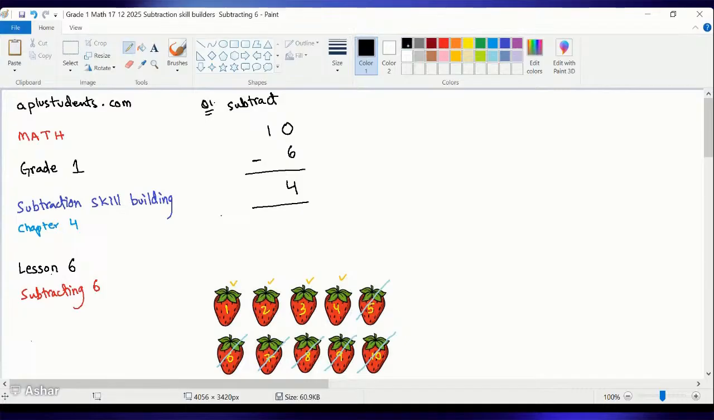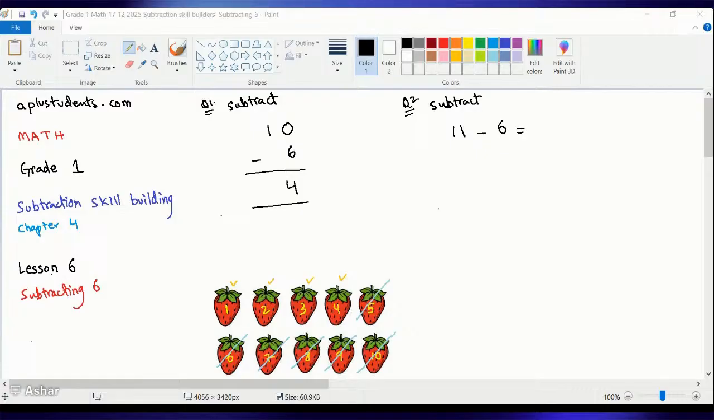Okay, the next question says, subtract 11 minus 6. We need to find 11 minus 6. Okay, we also have the grid, right? If 6 minus 6, then 0 is left, right? Or what we can do is, let's do a screenshot and let's see.